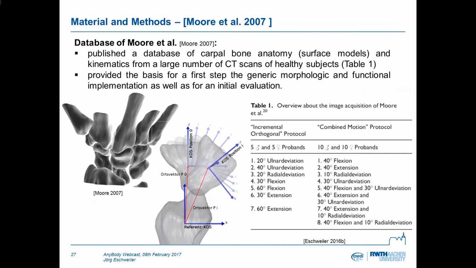The information for building up the model of the wrist joint came on the one hand from a database of Moore. They published a database of carpal bone anatomy, including surface models and kinematics, from a large number of CT scans of healthy subjects. We used this information as a basis for a first step for the generic morphological and functional implementation, as well as for an initial evaluation.